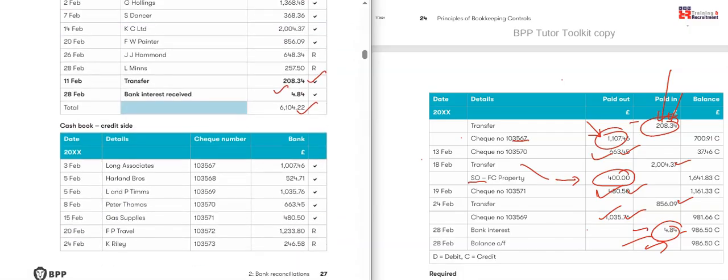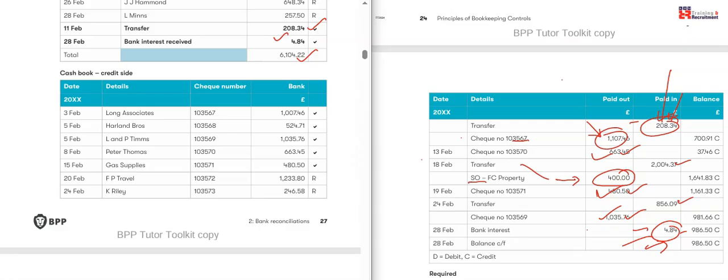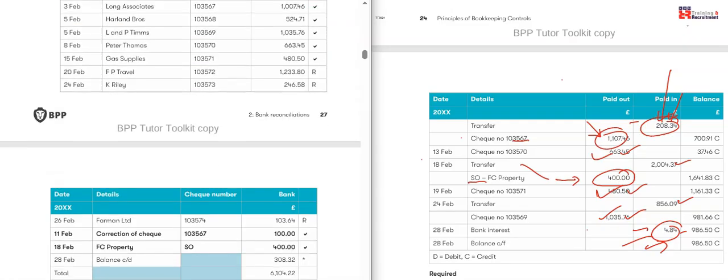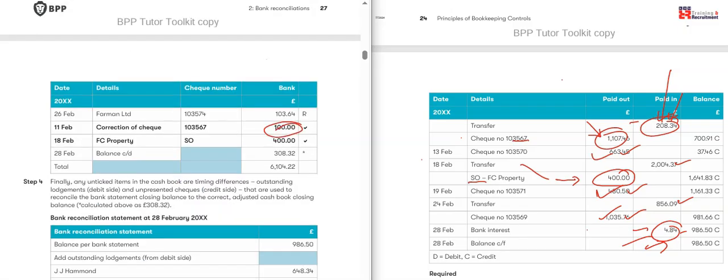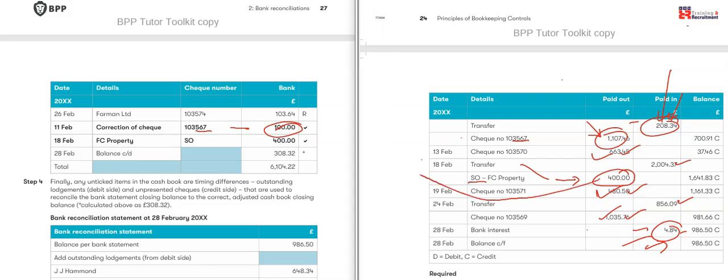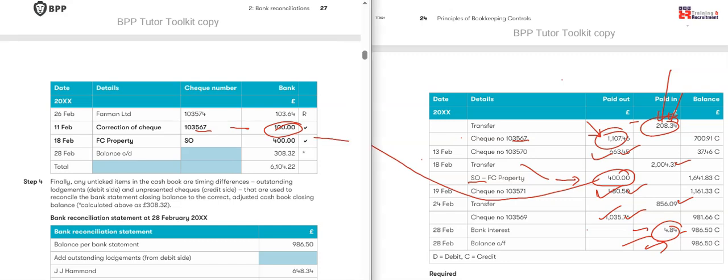We need to update the credit side of our cash book as well. For example, all the items are there, but these two items, 100 correction. Yeah, we need to make our cash book credit more down by 100. So this is 100 correction of check ending 67, and standing order is here, but not in the cash book. We recorded it and it is updated. This is part 1, people. Yeah, part 1, your cash book updated.